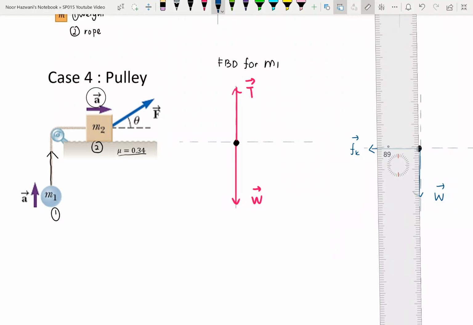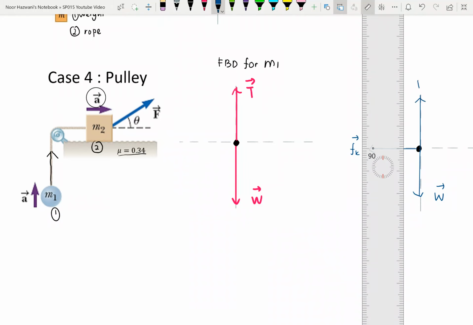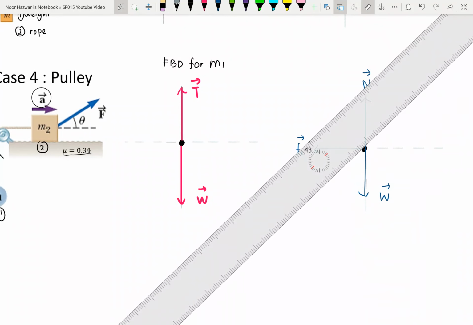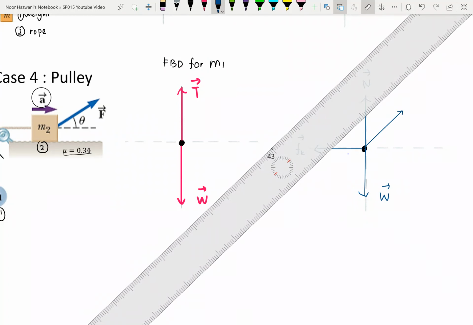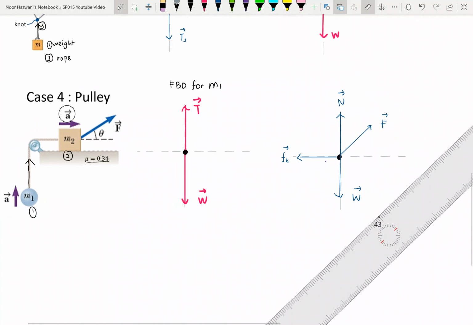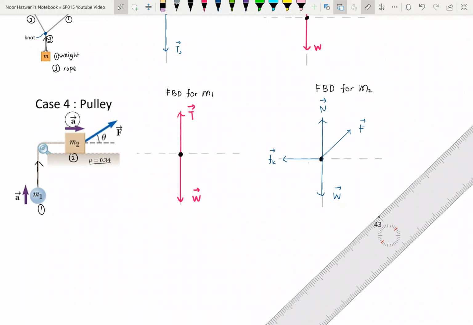Okay, and then you have normal. It must be 90 degrees, or perpendicular to the surface. And then the last one, you have your external force. Okay, if it tells you, like in this picture, it gives F, F means external force. Okay. So we are done with our free body diagram. So this is the free body diagram for M2.